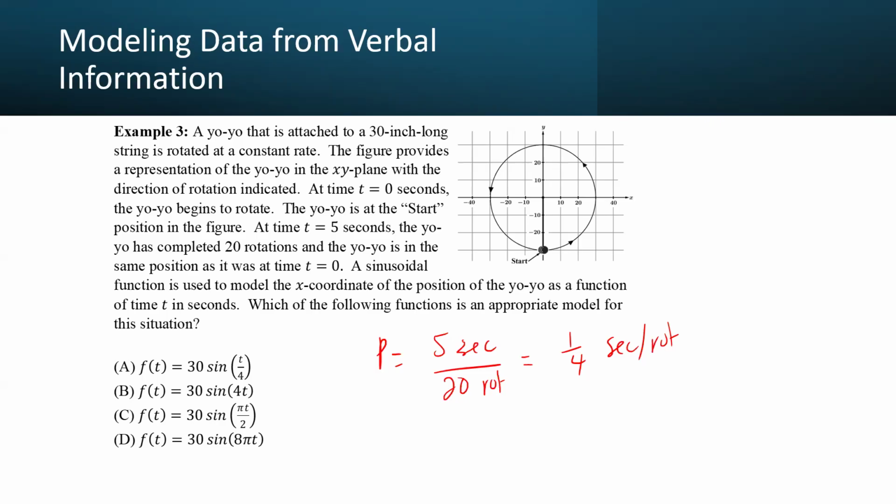Okay, so then to find my B, remember period equals 2 pi divided by B, right? So I have 1/4 equals 2 pi divided by B. What is my B? Cross multiply. 1 times B is? B would be 8 pi. And which one has your B as 8 pi? D.